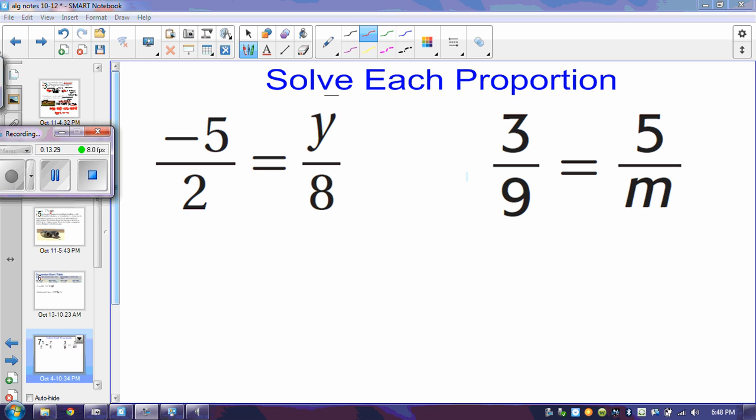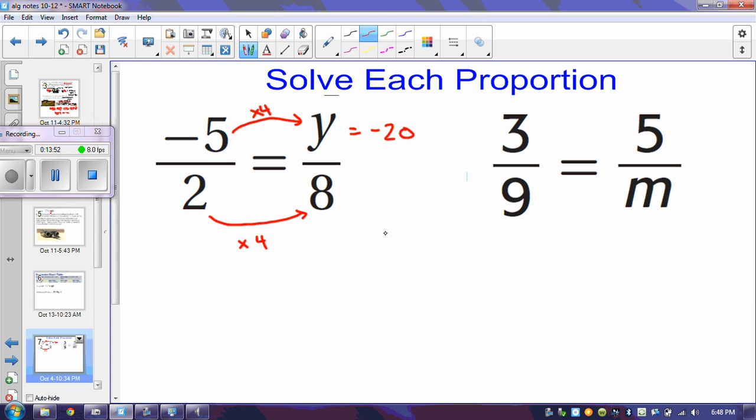All right, so one last thing to look at is proportions, and while we've already looked at some like this that are fairly simple to solve, we will go a little bit further with it. Let's start here. Again, thinking about equivalent fractions, I can use the idea that I know that 2 times 4 gives me 8. So in my numerator, I must multiply also by 4, and negative 5 times 4 is negative 20, so I know that y would have to be negative 20.